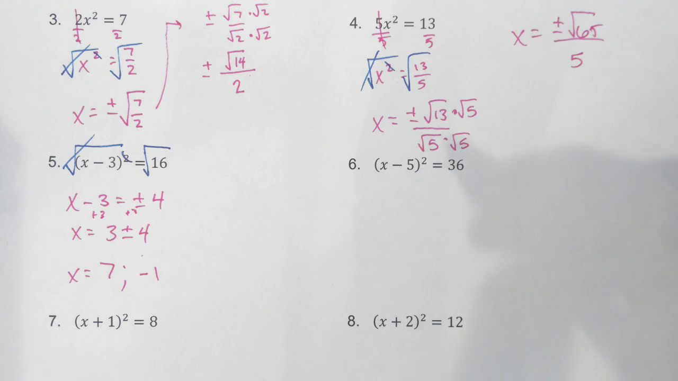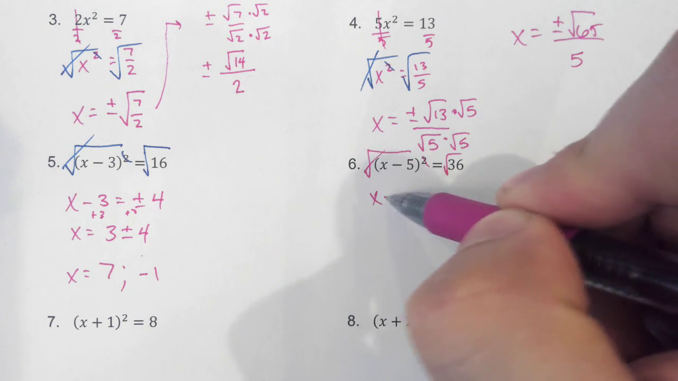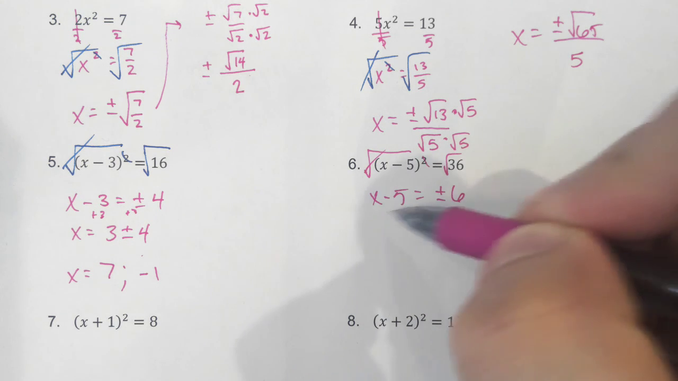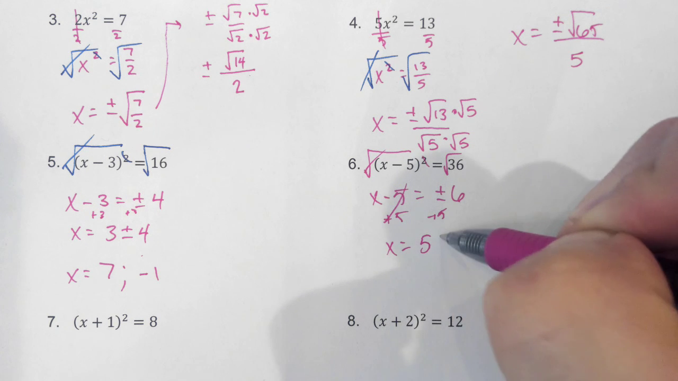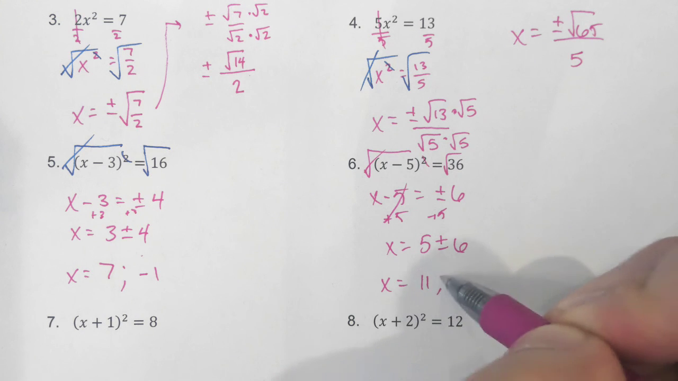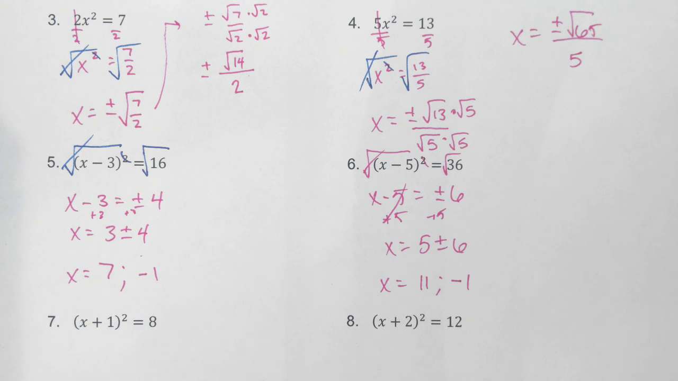Let's do it again on 6. Take the square root of both sides. So x minus 5 equals plus or minus the square root of 36, which is 6. Add 5 to both sides of the equation. So x would equal 5 plus or minus 6. So we can do that math. 5 plus 6 is 11 for our first solution. 5 minus 6 is negative 1 for our second solution.